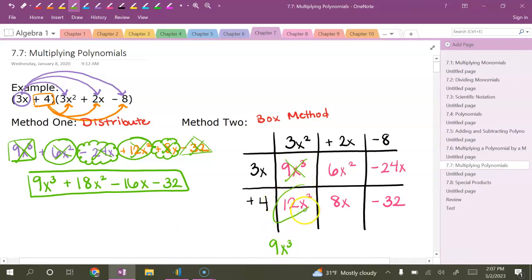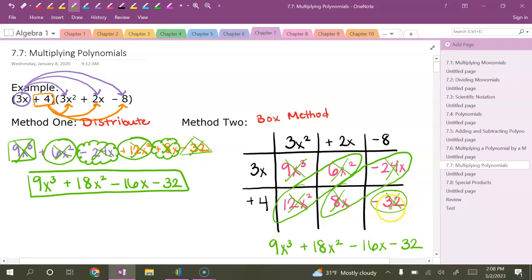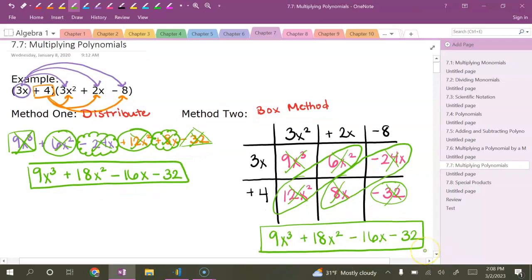And if I look at my x squareds, these are diagonal from each other. So 12x squared and 6x squared together would be 18x squared. Then the 8x and the negative 24x, those are going to get grouped together because they're like terms, and that would be negative 16x. And the last term we have is that negative 32, and that's just going to come down. As you can see, I got the exact same answer that I got up above, just using that separate method.